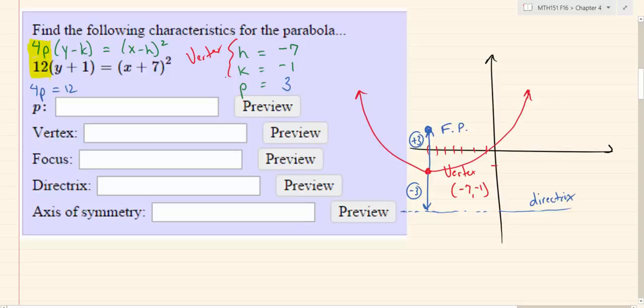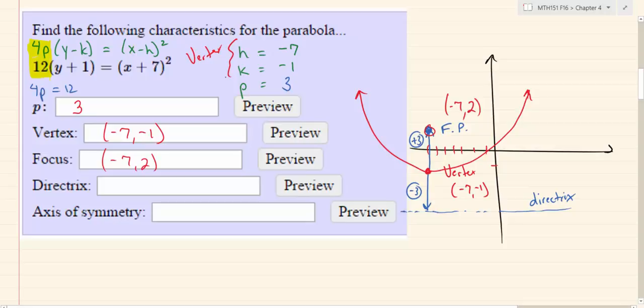So let's see. Let's answer some questions. What is p equal to? 3. What are the coordinates of the vertex? Negative 7, negative 1. What are the coordinates of the focus, or the focal point? Well, I know it's got to be negative 7, right, because it's the same x coordinate. But yeah, you're going to add 3 to that y coordinate. So this is going to become a 2. So I'm going to say negative 7, 2.